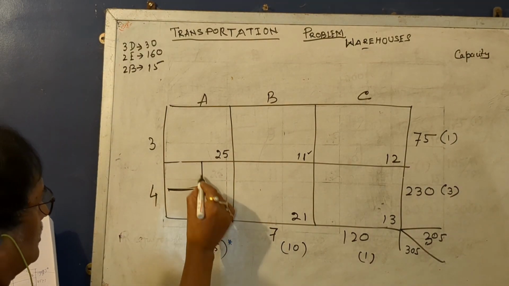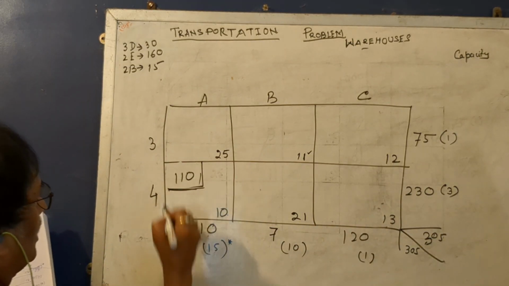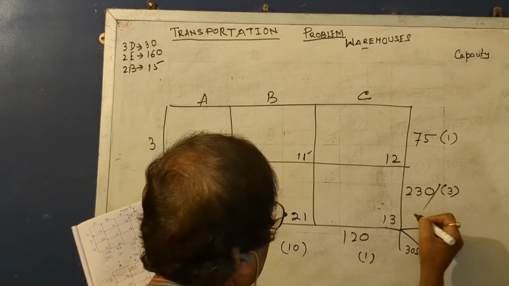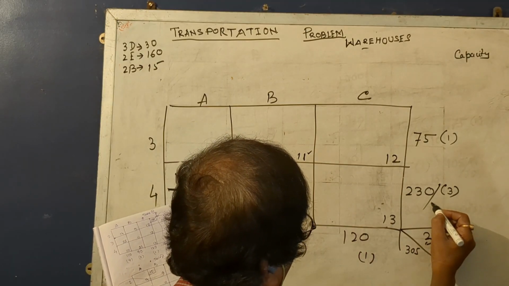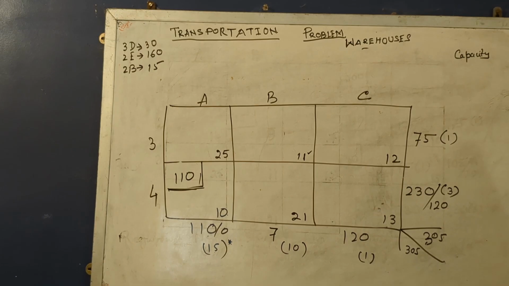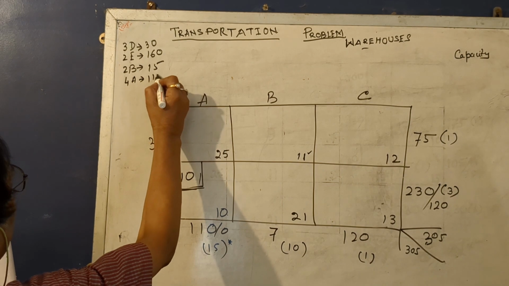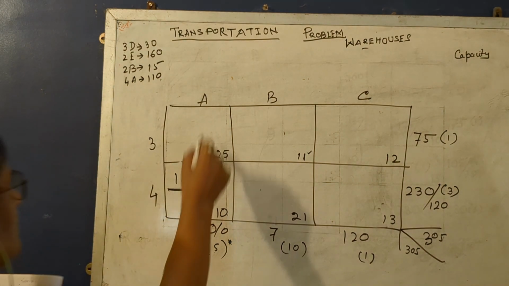This is the lowest cost. In this column, you have to allocate 110 and 230. The lowest is 110. That's why it is 0. And this is 110, 120 is the remaining quantity. The allocation will be 4A. This is 4A is 110. Okay. Now, this will be fulfilled.